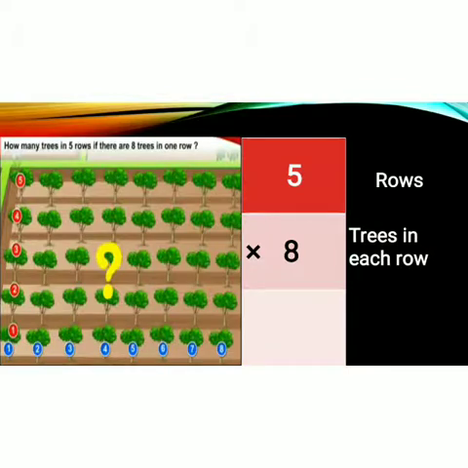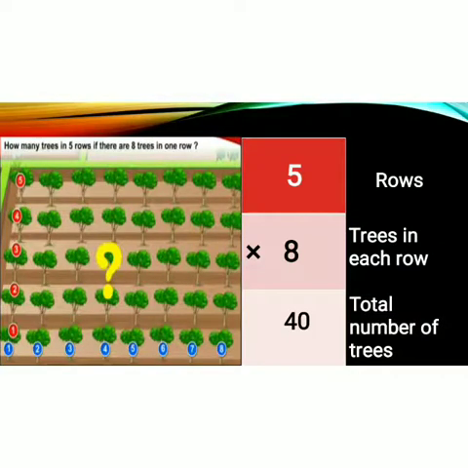Now do the multiplication. 8 fives are 40. We can easily find the number, 40, the total number of trees. We will get the answer correctly.